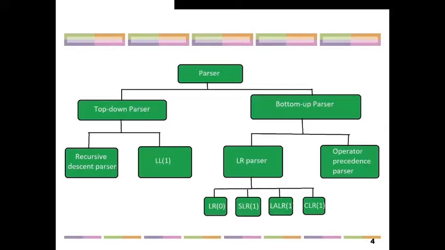Next, we are going to see the types of parsers. The parsers are broadly classified into two: top-down parsers and bottom-up parsers. The top-down parsers are further classified into recursive descent parsers and LL(1) parsers. The bottom-up parsers are classified into LR parsers and operator precedence parsers. The LR parsers are further classified into LR(0), SLR, LALR, and CLR. SLR is simple LR parser. LALR is look-ahead LR parser. CLR is canonical LR parser.